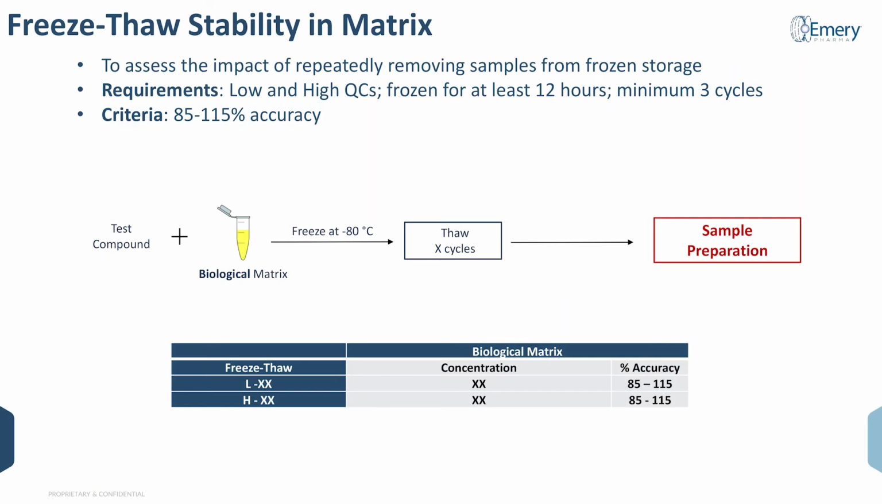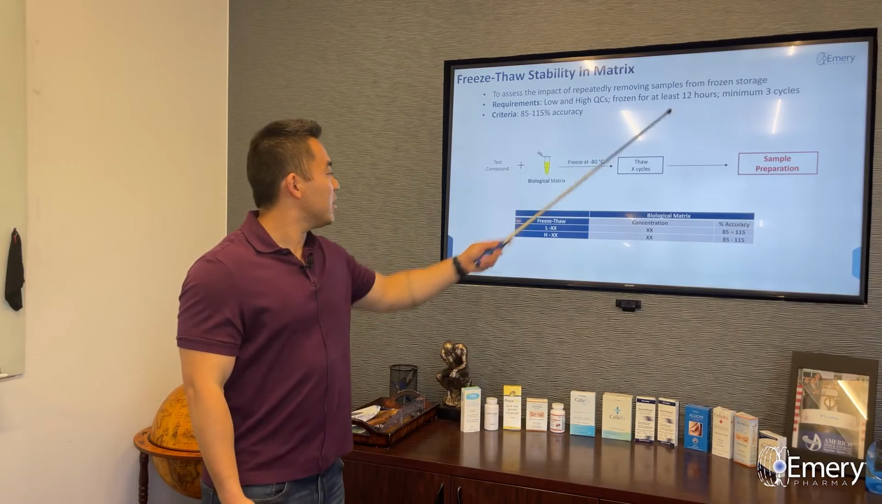The last 4 things we want to talk about today are about stability, one of the most important criteria when dealing with bioanalysis. The first type of stability is actually freeze-thaw. So by taking a sample that's frozen, thawing it, freezing it, thawing it, how stable is that? In order to do that, we take our low and high QCs, freeze them for at least 12 hours, and you perform this cycling of freezing and thawing at least 3 times. The criteria then being 85 to 115% accuracy at a minimum of 3 cycles.